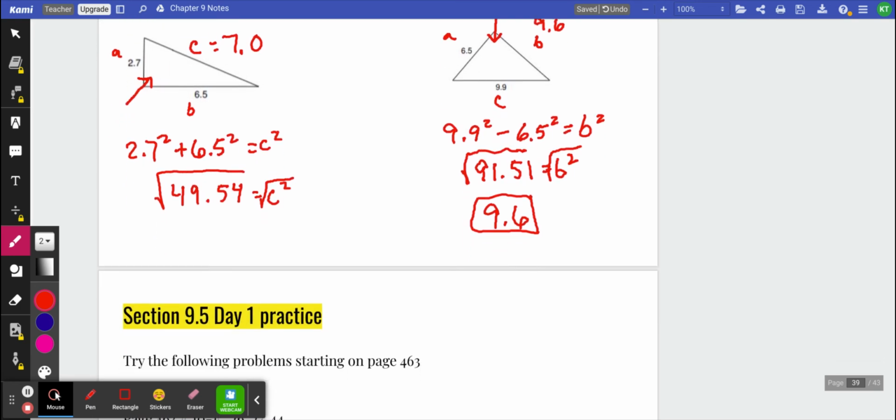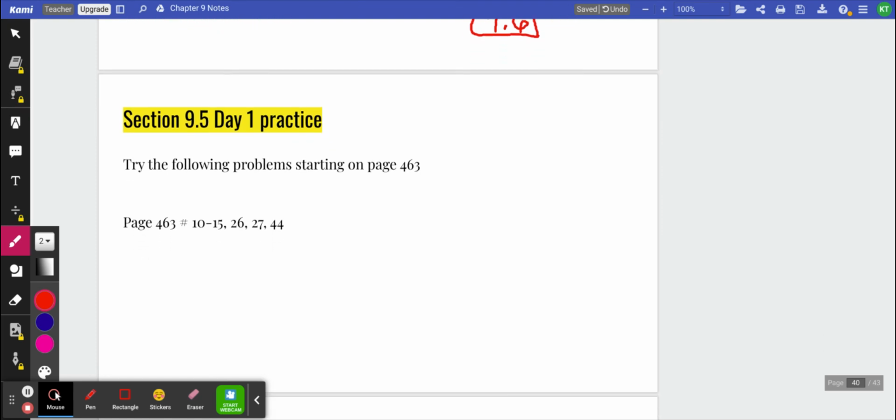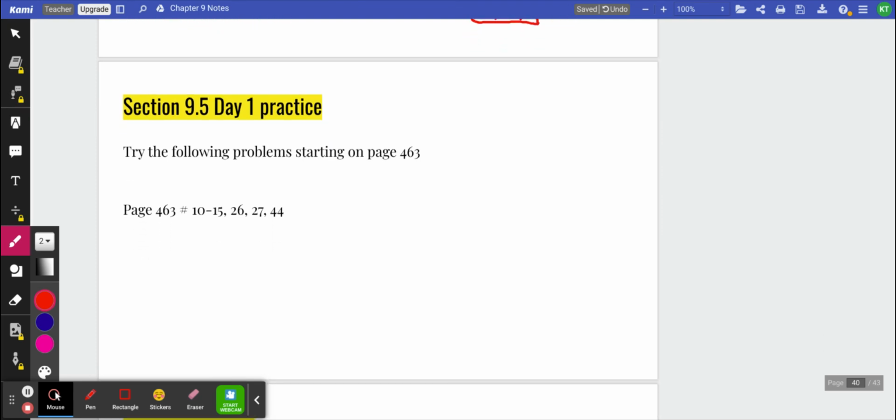All right, so I want you to practice these problems just using the Pythagorean theorem. Be careful, make sure you identify whether you're finding a hypotenuse or a leg.